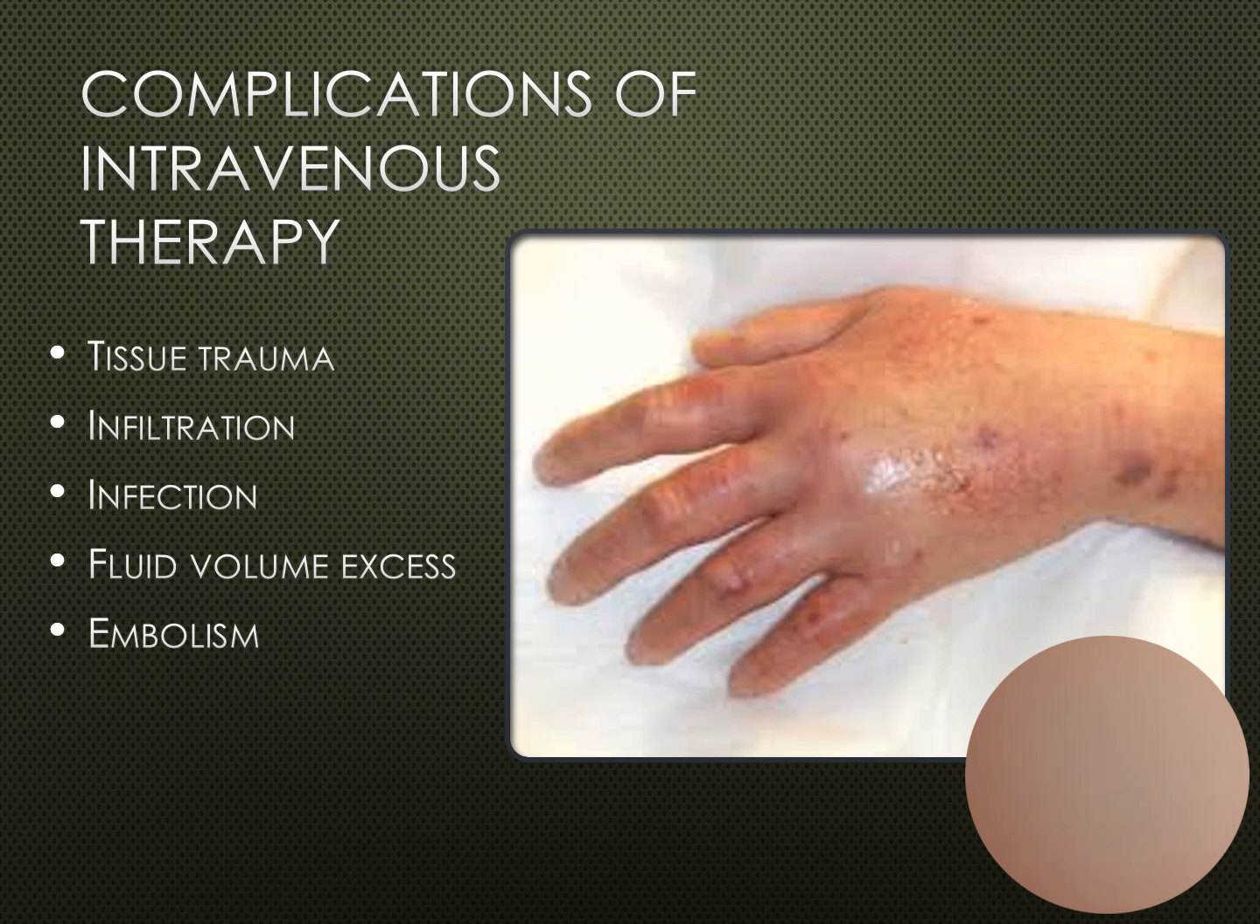So then our systemic complications may include a bloodstream infection where we have a temperature over 101, chills, malaise, nausea, vomiting, abdominal pain, shortness of breath, and confusion.